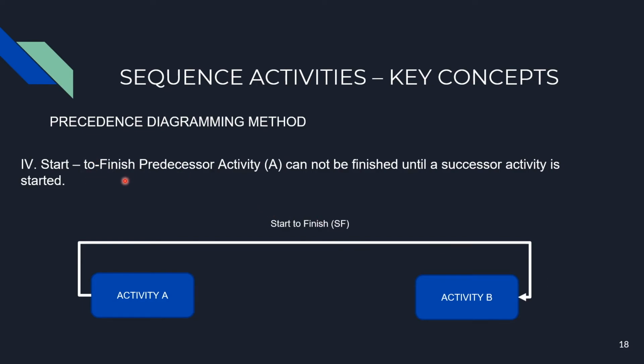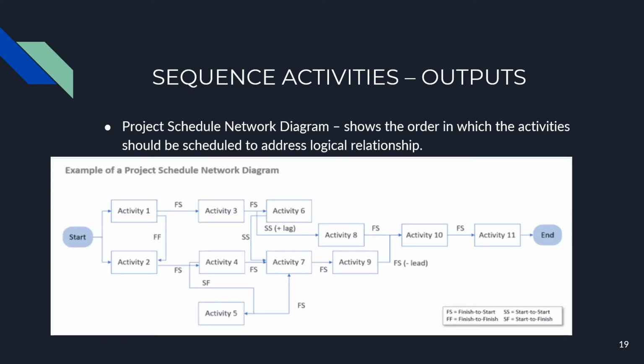And the last logical relationship is start to finish, in which the predecessor activity cannot be finished until a successor activity is started. So in this example, activity B is the successor activity and activity A is the predecessor activity. The output for the sequence activity process is the project schedule network diagram.